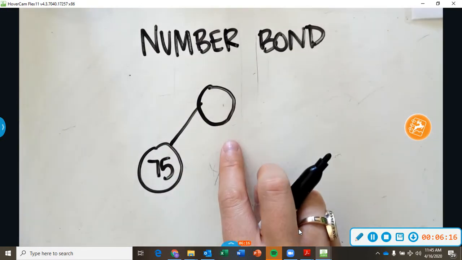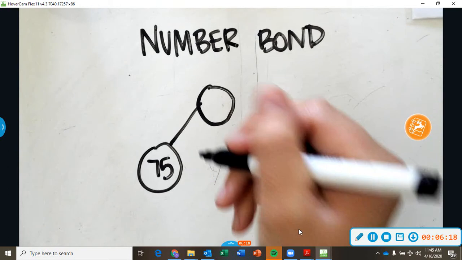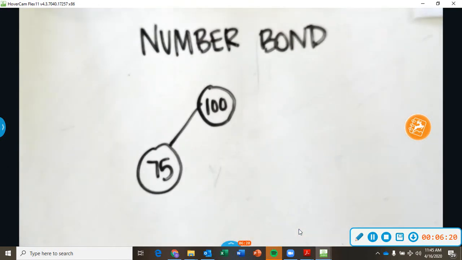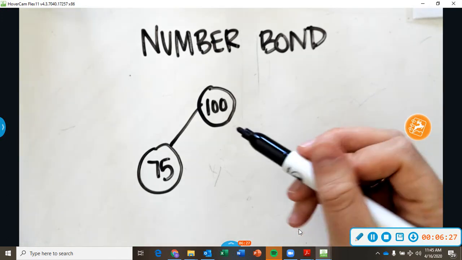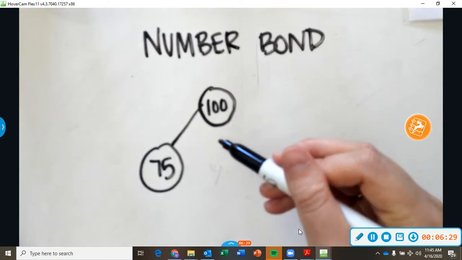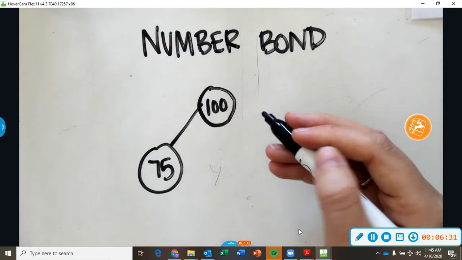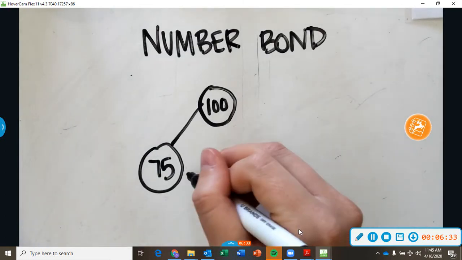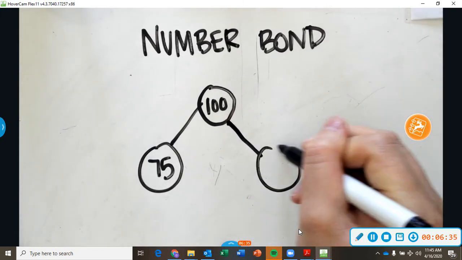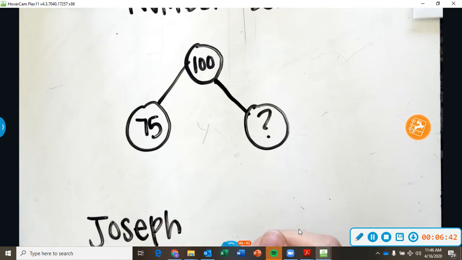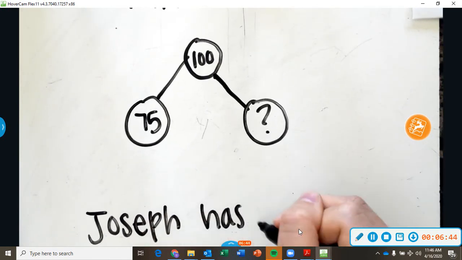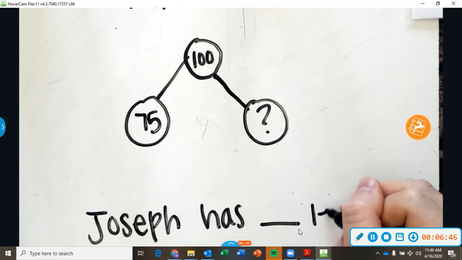And it's really crucial that we are reiterating to kids that there's 100 cents in a dollar, because they're going to try and do 1 minus 75, and they're not going to be able to do that or understand that. So explaining it to them like there's 100 pennies in a dollar, I think that's the easiest way to get that across. So now we have to figure out what 100 minus 75 is in order to figure out how much Joseph has left. So that's going to be our statement. Joseph has blank left.